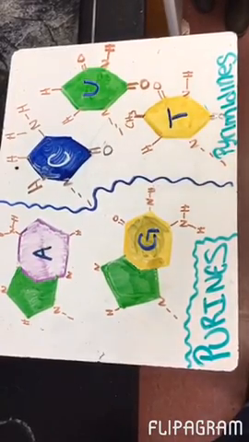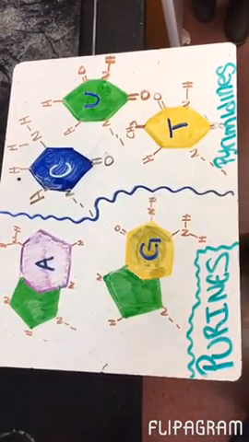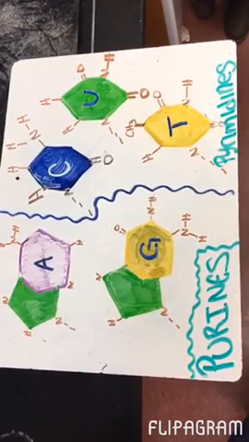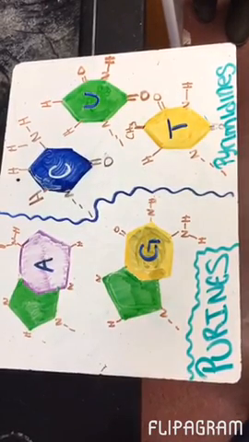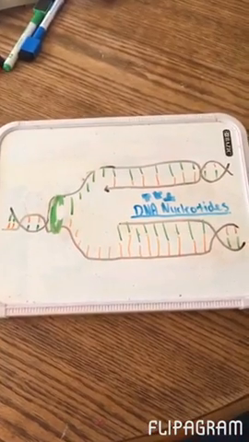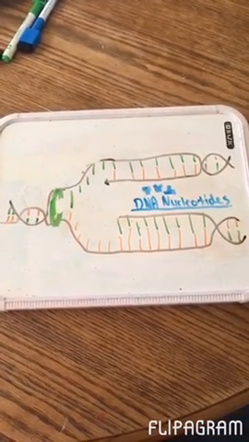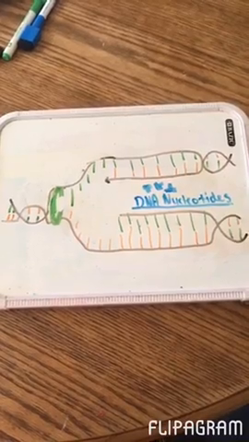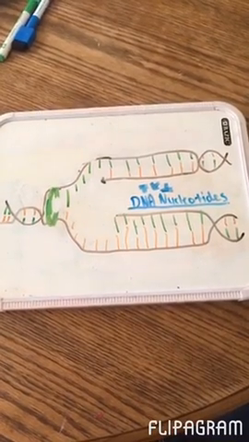Purines have two nitrogen bases, such as adenine and guanine. Pyrimidines have three nitrogen bases, such as cytosine, uracil, and thymine. DNA nucleotides consist of one of four bases: guanine, adenine, thymine, and cytosine.